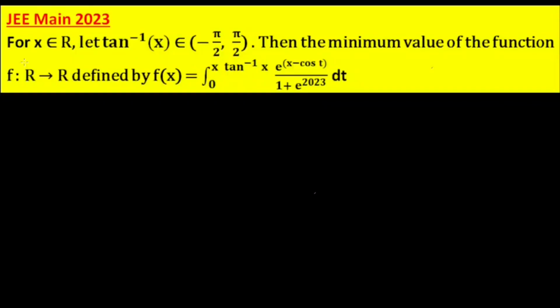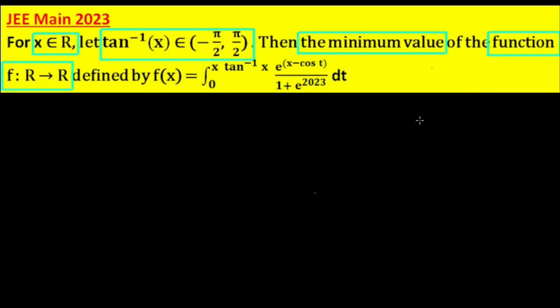In this question, for x being real, tan inverse x belongs to the closed interval minus pi by 2 to pi by 2. As such, we are asked to find the minimum value of the function f, a real valued function which is defined in terms of this definite integral.